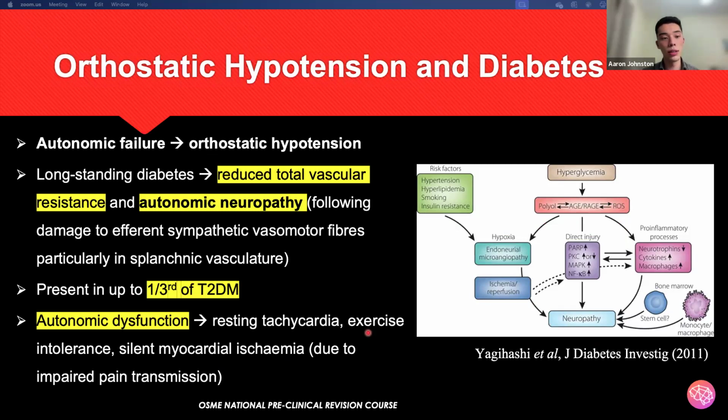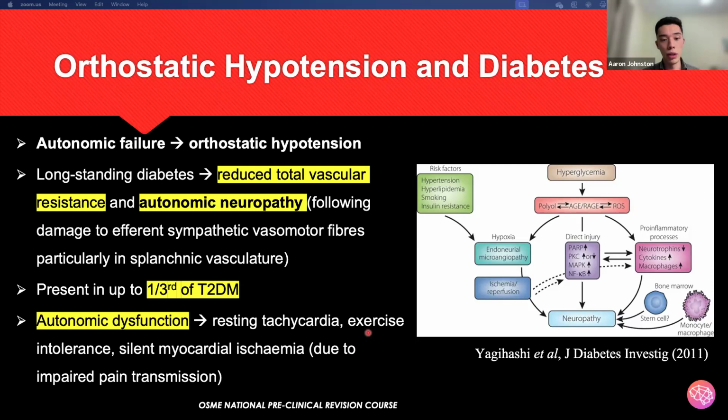And what causes this is ultimately the association is explained by the common factor of autonomic failure. So in long-standing diabetes, there's a reduced total vascular resistance and an autonomic neuropathy due to damage to the efferent sympathetic vasomotor fibers and afferent fibers by basically high levels of glucose in the blood. It leads to advanced glycation end products, which can lead to increased oxidative stress.